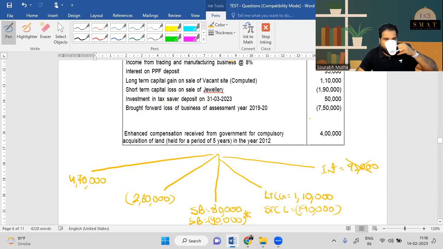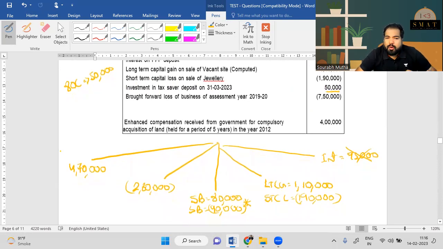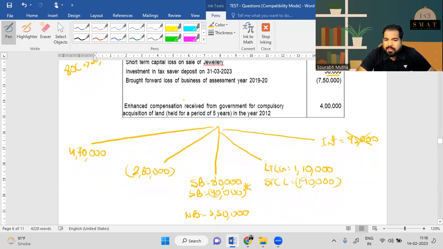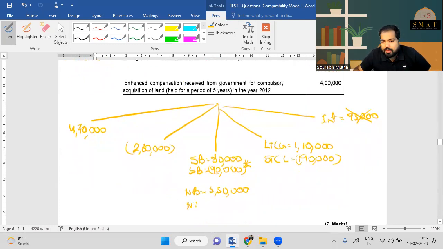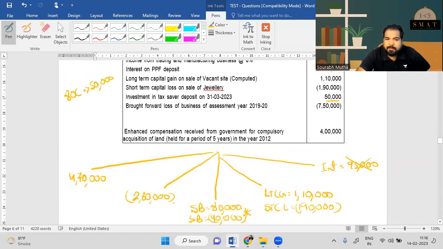Brought forward loss. Investment in tax saver deposit. Basically, this is a deduction, so they've given you a small deduction also because they were probably looking at GTI or TI. We'll see. Brought forward loss from business of the previous assessment year. So this is normal business loss, 7 lakh 50,000. I'm putting a quarantine stamp here because you cannot go out with this.